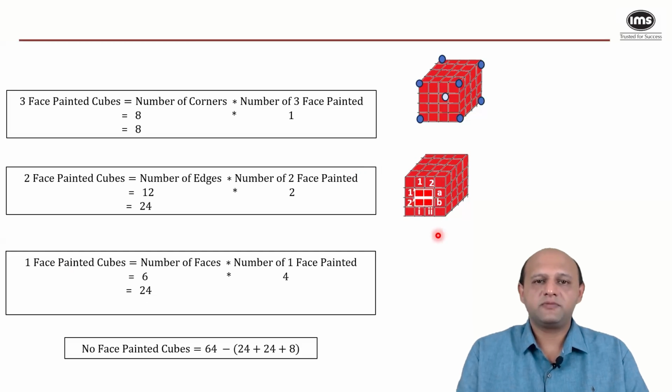The number of cubes with no face painted would be 64, which is the total number of cubes, minus 56, which is how much? Which is 8.